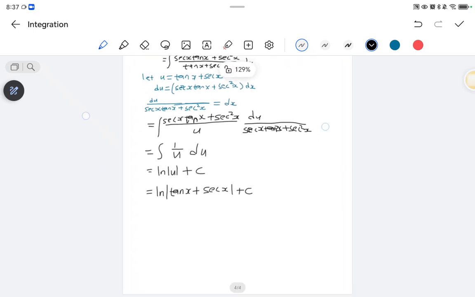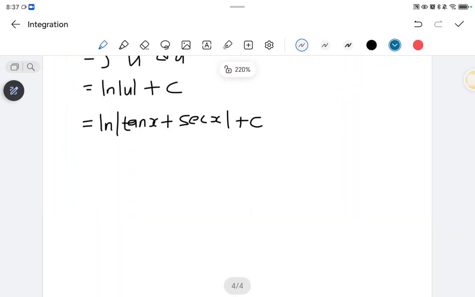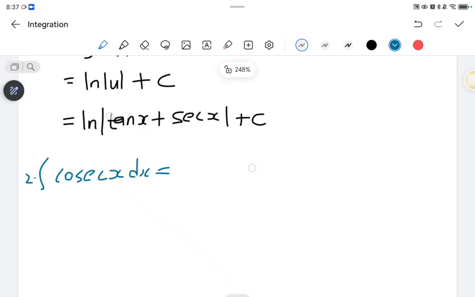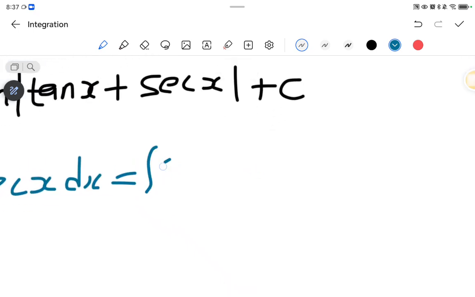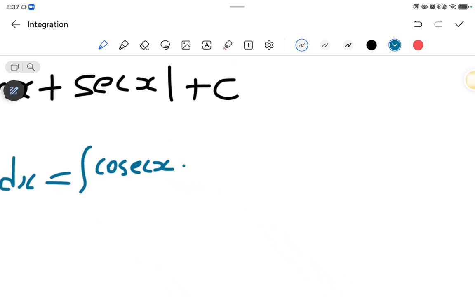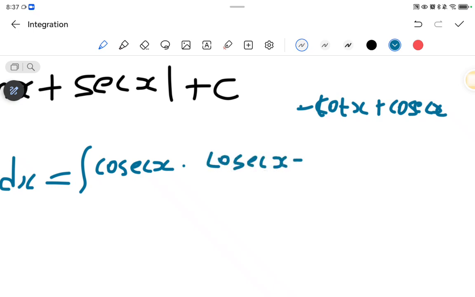So now we come to integrating cosec x dx. We know that this will be equal to what we got there. We will first write this cosec x times what we got there, which is minus cot x plus cosec x. So I can just start with the cot x here and rearrange them with a minus, so I don't have to put brackets.